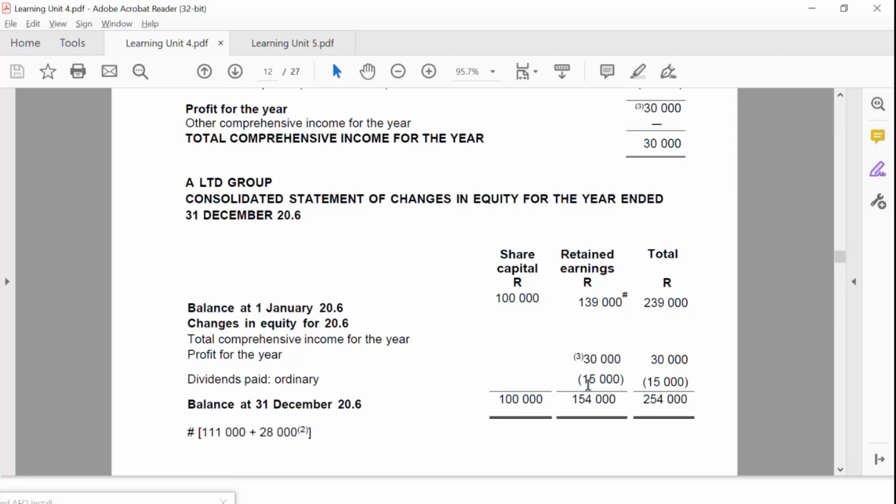Does that make sense? So the pro forma journal entries are very important. If you don't know what to eliminate, you are not going to get your consolidated financial statements right.